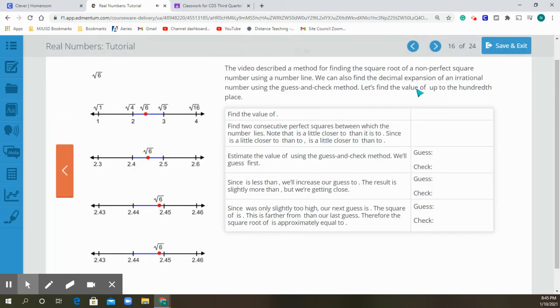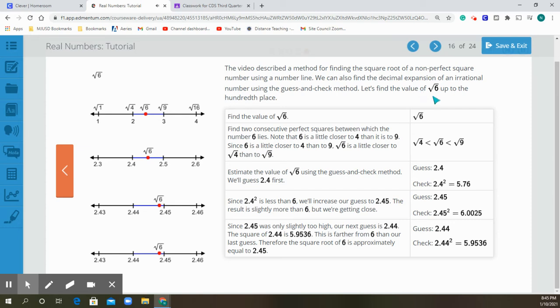Since 2.45 was only slightly too high, our next guess is 2.44. The square of 2.44 is 5.9536. This is farther from 6 than our last guess. Therefore, the square root of 6 is approximately equal to 2.45. Guess 2.44. Check. 2.44 squared equals 5.9536. This is farther away from 6 than our last guess. Therefore, the square root of 6 is approximately equal to 2.45.